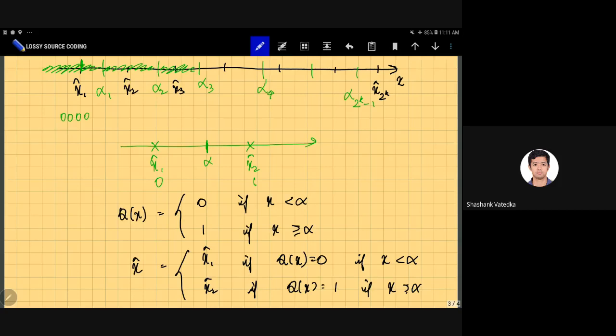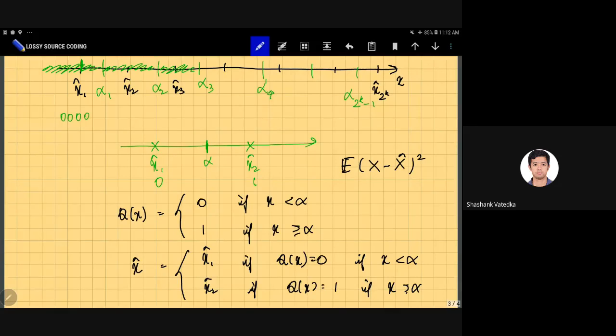Okay. And the goal therefore would be to design these xi hats, the different levels, as well as the thresholds, alpha 1, alpha 2, alpha 3, and so on, so that the expected mean squared error is minimized. So the expected value of x minus x hat squared is as small as possible. Right? So one can view the quantization problem in two different ways. You can set up the optimization problem in two different ways.